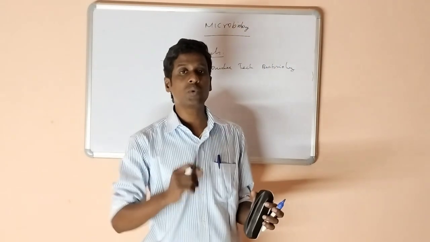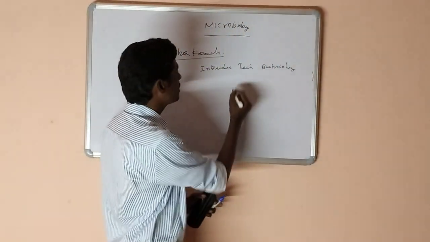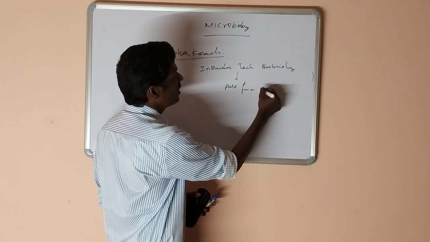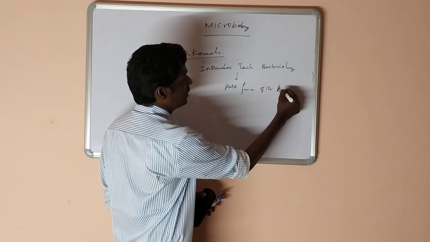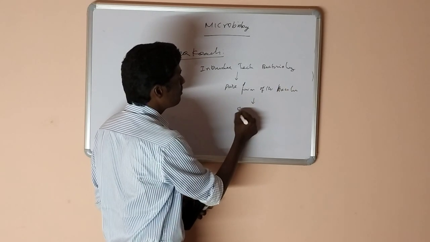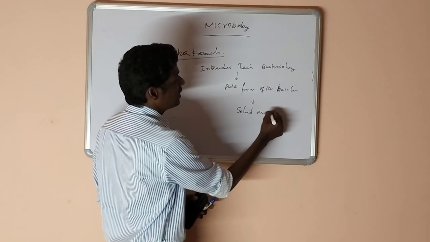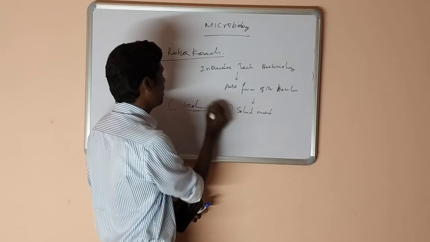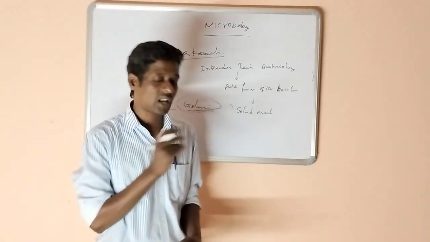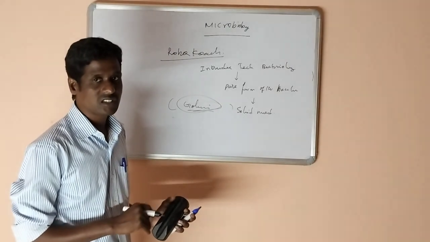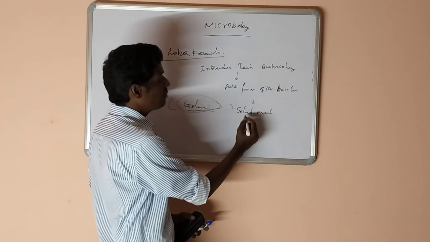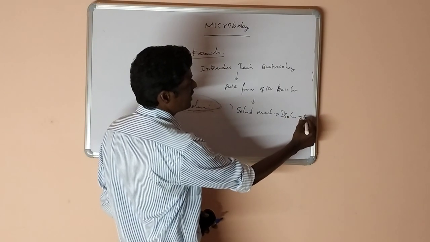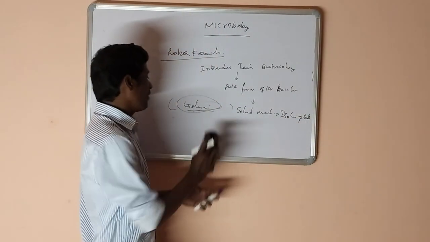He isolated the pure form of the bacteria using solid media. In the solid media, he used gelatin. After that, there were many drawbacks to gelatin, but we will discuss that later. He used the solid media for the pure isolation of bacteria.